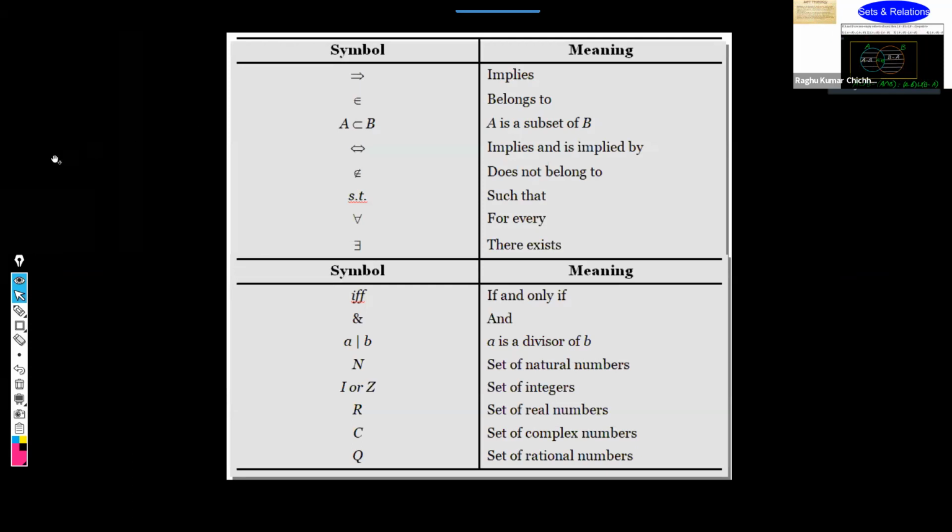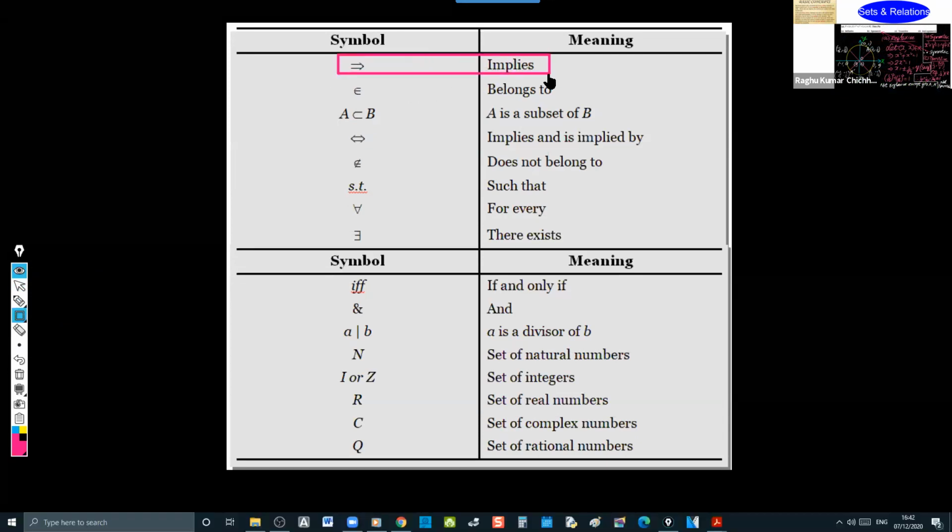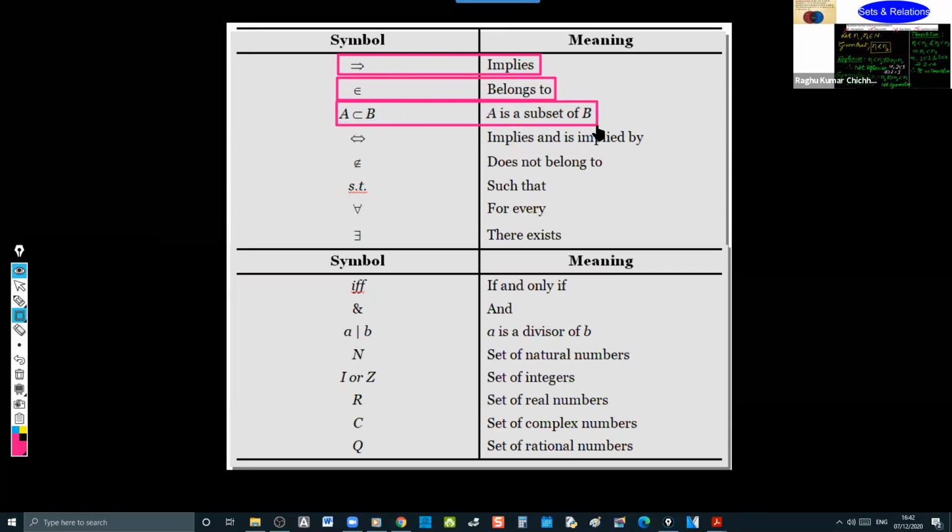See, both of you, please. This symbol is used for implies, one statement implies another statement. This is the link, implies. This symbol, which you just asked about, is belongs to. And this symbol is subset of B. What is subset of B? We will come across that and discuss it later. This is called implies and implied by.